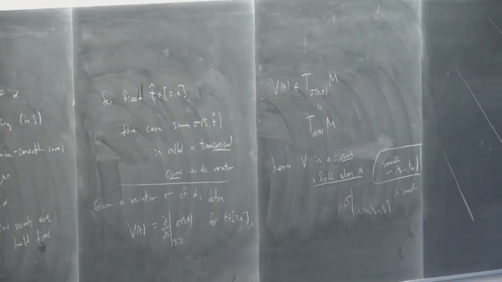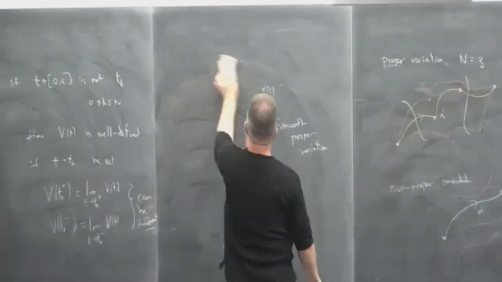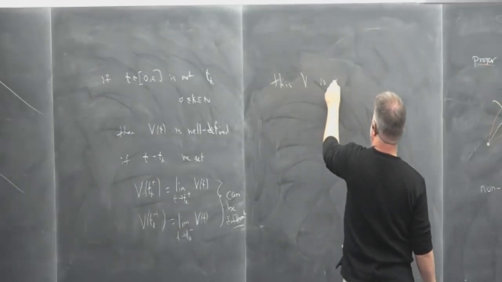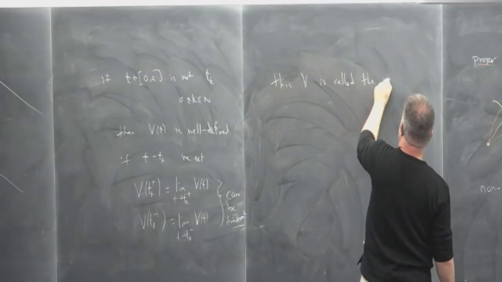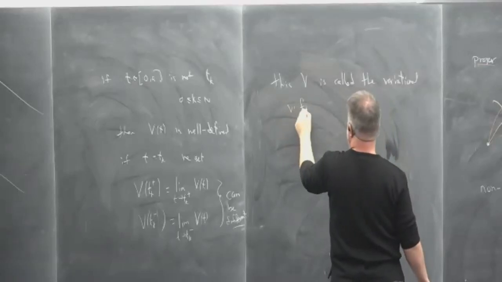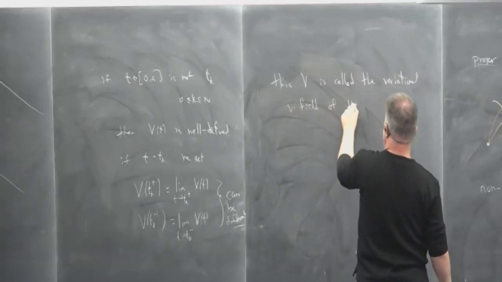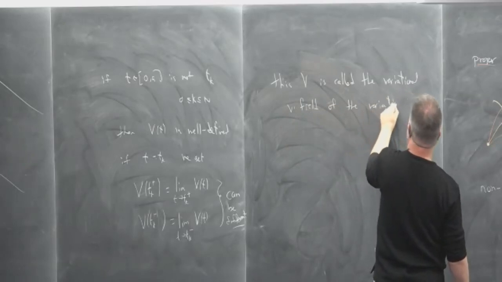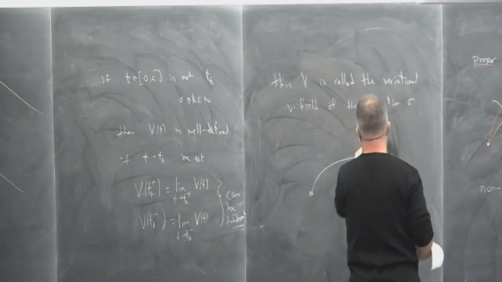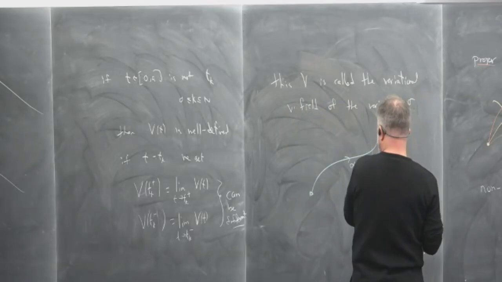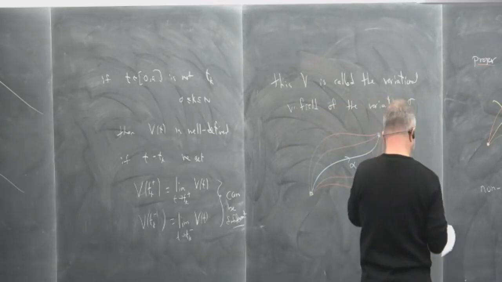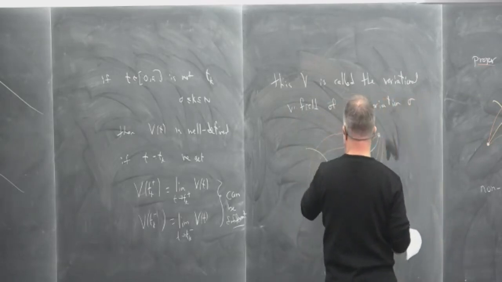And now let's just say this V is called the variational vector field of the variation sigma. So now I wish I hadn't erased that picture. Let's draw it again. So here's some, this is a proper smooth variation. Here's my transversal curves.